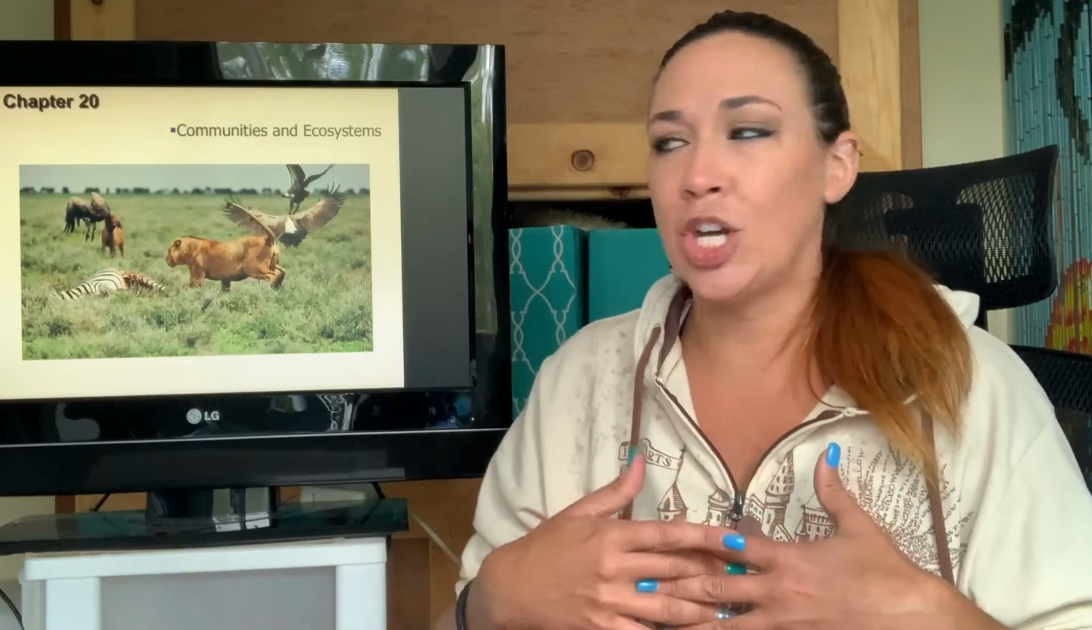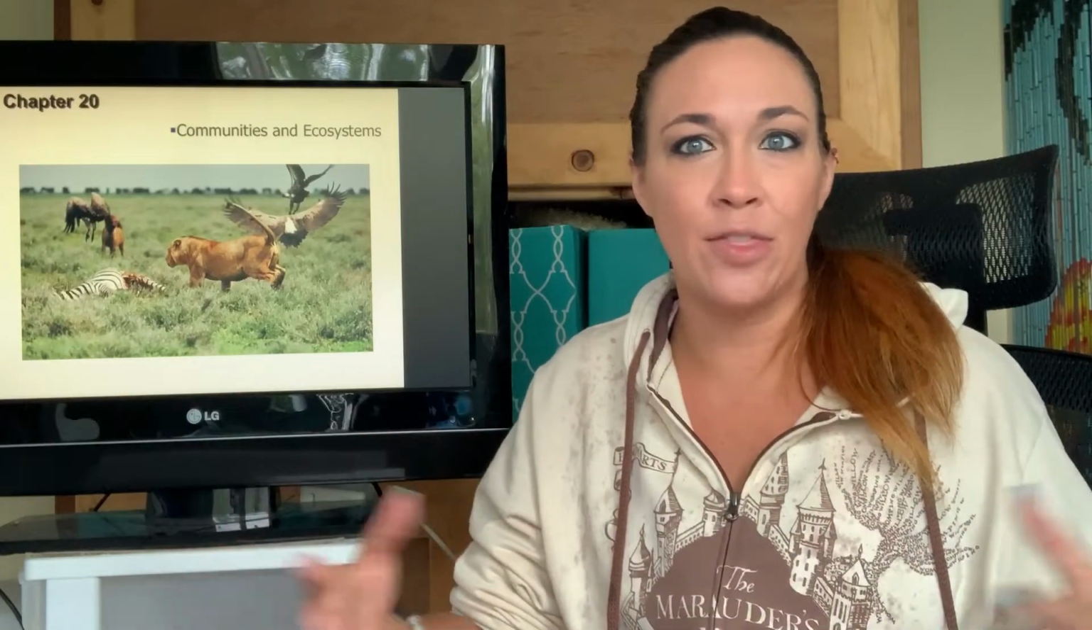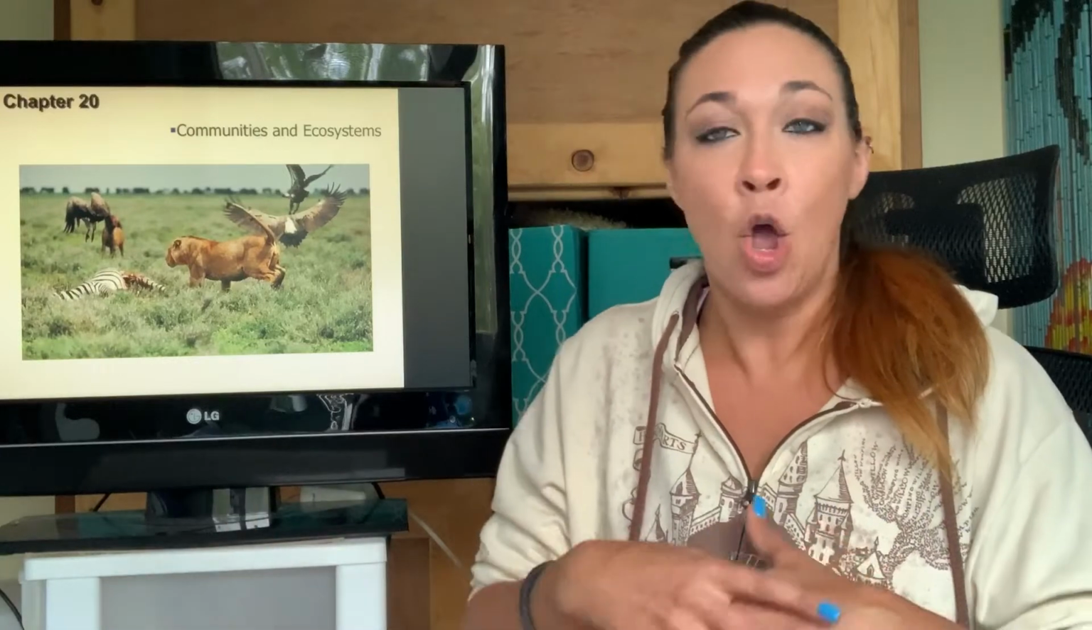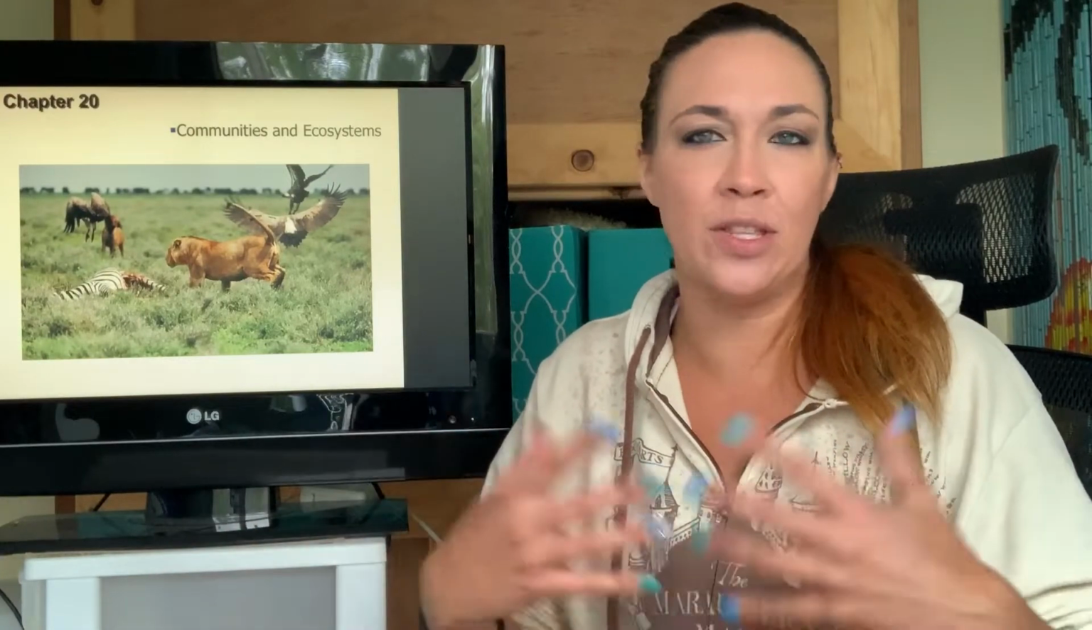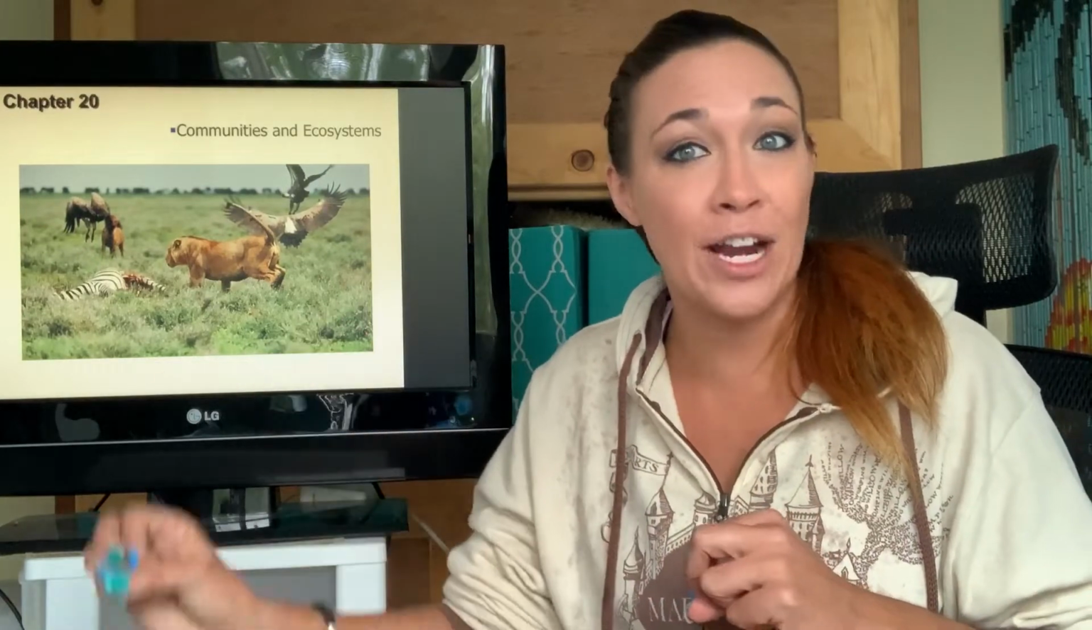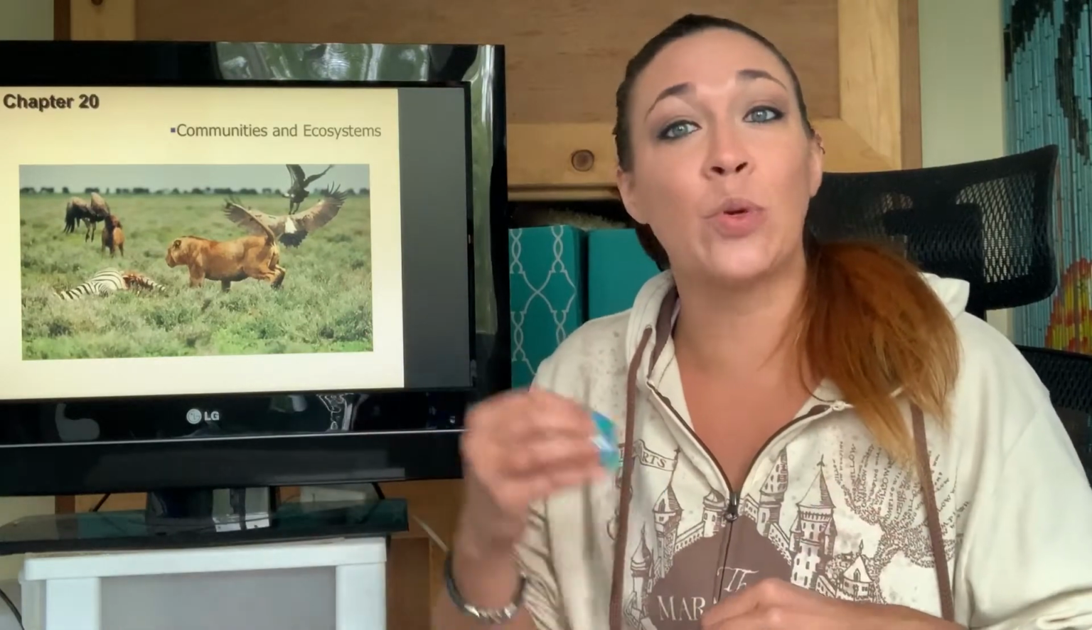Now, if you actually include the environment itself, meaning how much rainfall you get, what the grass is like, the type of plant life that's there, the soil composition, the temperature, things like that, that's actually including the environment. And now that would be the actual ecosystem.